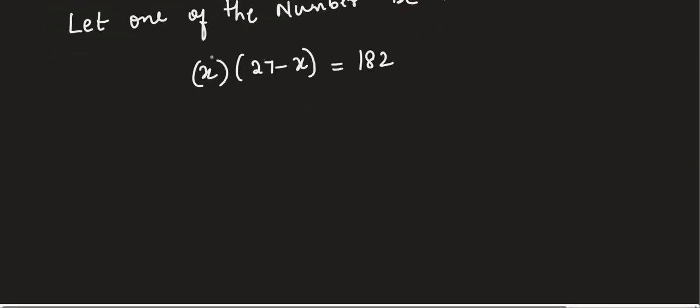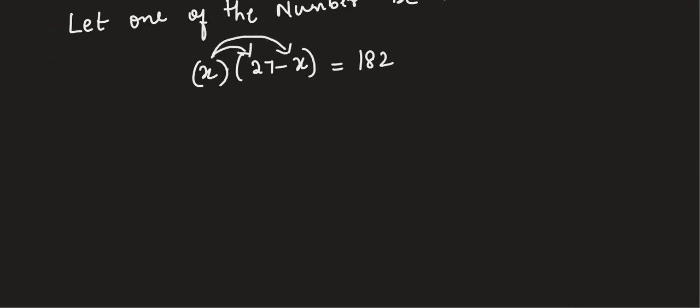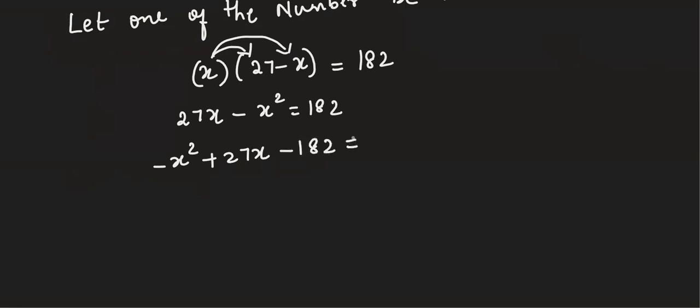Now let's solve this. Use the distributive property to remove the bracket. So x into 27, then x into minus x. So x into 27 becomes 27x. X into minus x will become minus x square, which is equal to 182. Okay. Now write minus x square plus 27x. Bring this constant to the other side. So this will become minus 182, which is equal to 0.